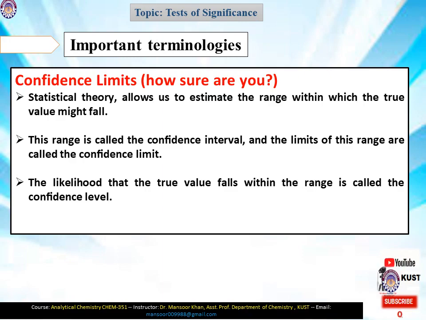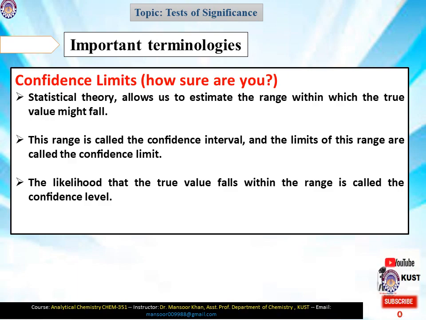One is the upper limit and the other one is the lower limit. So the true value is basically present between the upper and lower limit. This likelihood that the true value falls within the range is called the confidence level. So how much you are confident: 90% confident, 95% confident, or 99% confident.